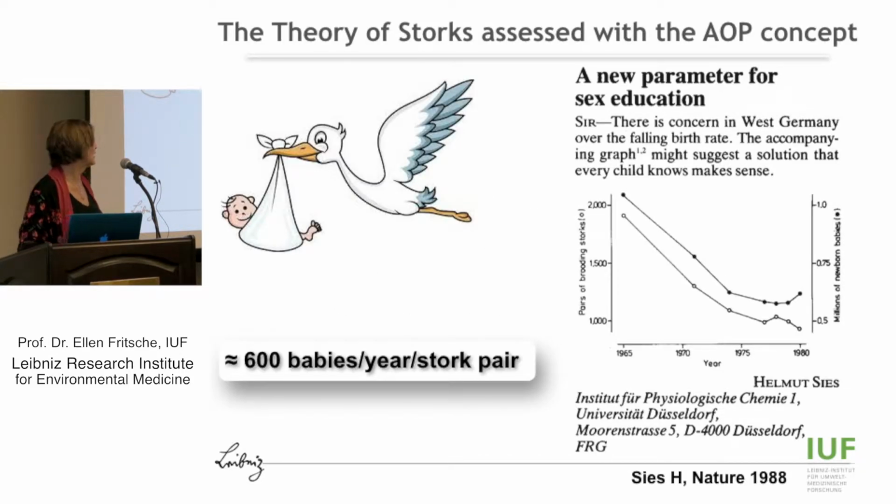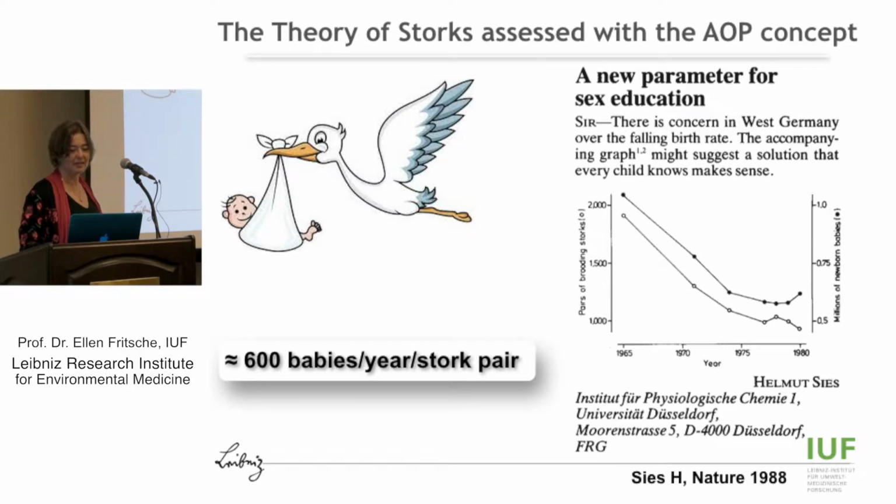What I use is a paper from Nature from 1988, coming from my university, the University of Düsseldorf, and the title is "A New Parameter for Sex Education. There is concern in West Germany over the falling birth rate. The accompanying graph might suggest a solution that every child knows makes sense." This paper has received a lot of attention because epidemiologists have used it up and down, and it's been discussed on the web for many years, because it shows the difference between correlation and causality.